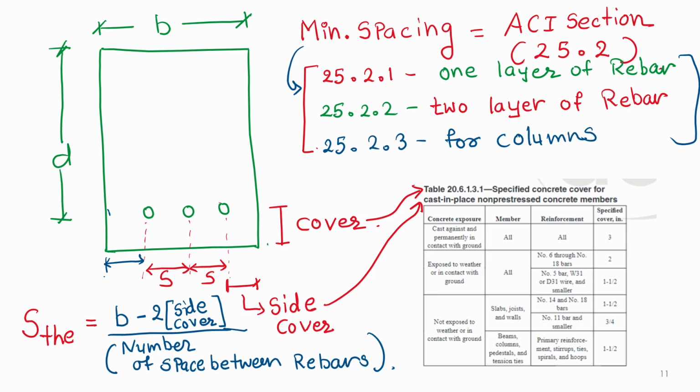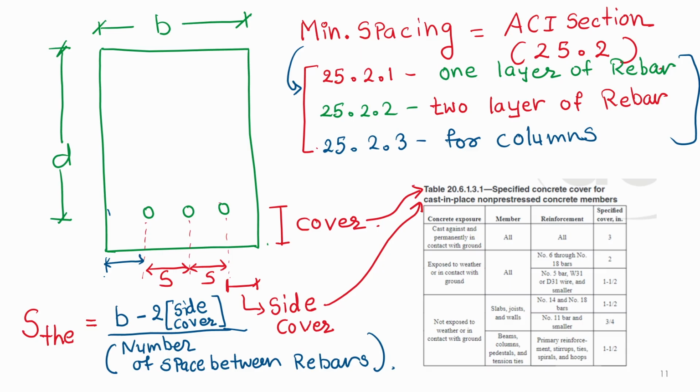So again, we need to know how much is the concrete cover. That is something which is given in the code, the guidance when we are doing our design. For beams, columns, pedestals, and tension ties, the cover is minimum 1.5 inch. That is given in ACI table 20.6.1.3.1.